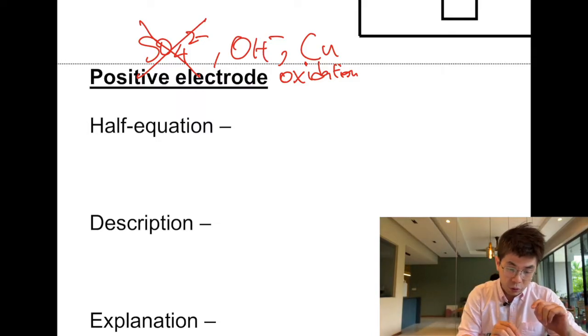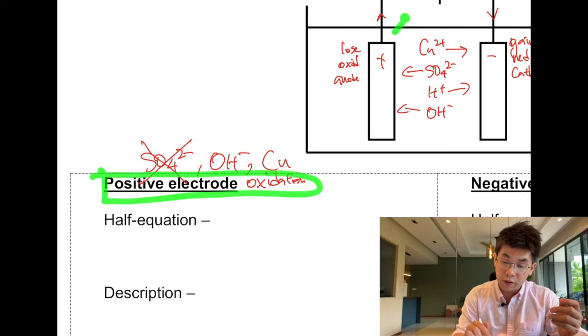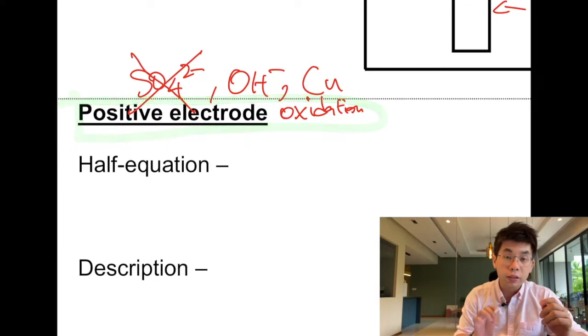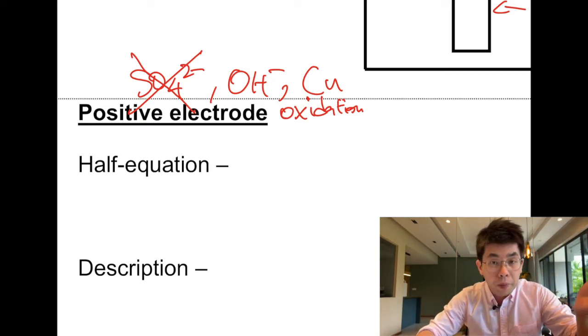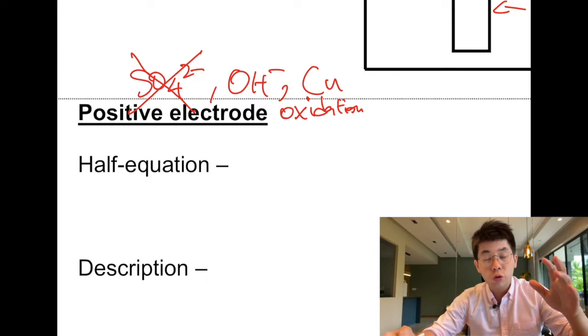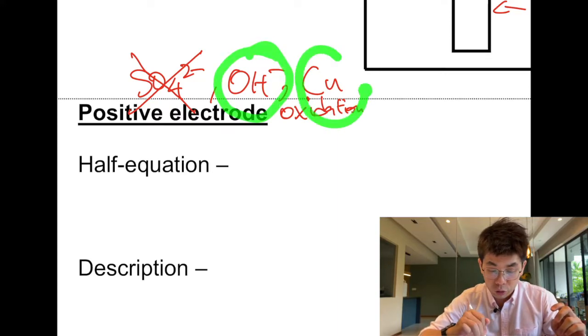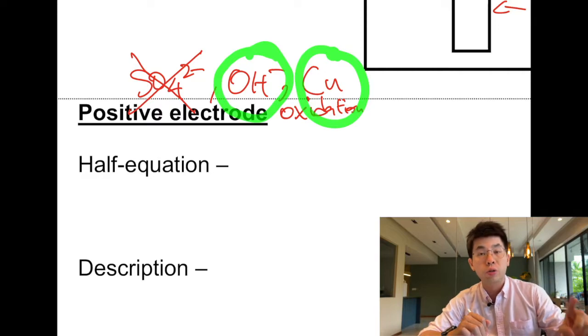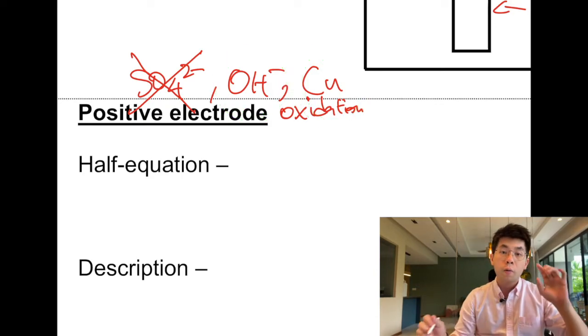So, we must know that the positive electrode is oxidation. Why? Because the positive electrode is losing electrons, right? So, because it's losing electrons, it's an oxidation. Then we need to ask ourselves, can copper be oxidized? Can copper lose electrons? Can copper increase its oxidation state? And the answer is yes. If the electrode can be oxidized, the electrode will always be selected. So if I have to choose between electrolyte or electrode, and if the electrode can react, the electrode will always be selected. So in this case, the electrode can be oxidized, so the electrode will be selected.